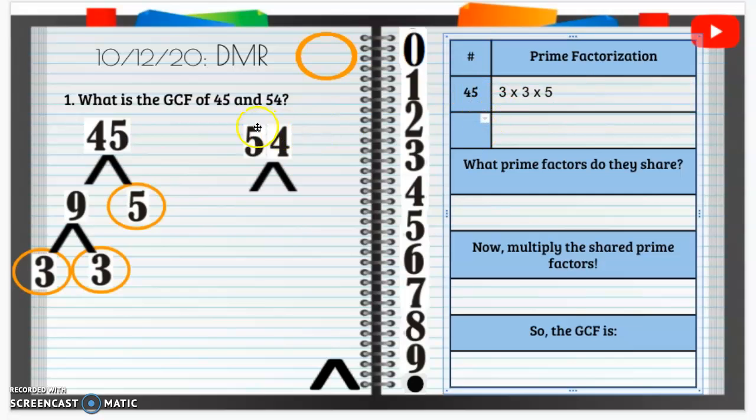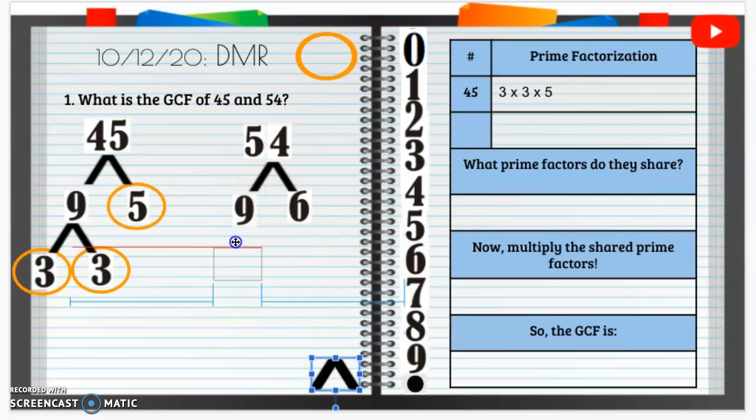Now, let's take a look at 54. What times what is 54? Oh, I know 9 times 6 is 54. So let's do that. 9 times 6. Now what? Can we break them down? Are either of those prime? No, so we can break them down.